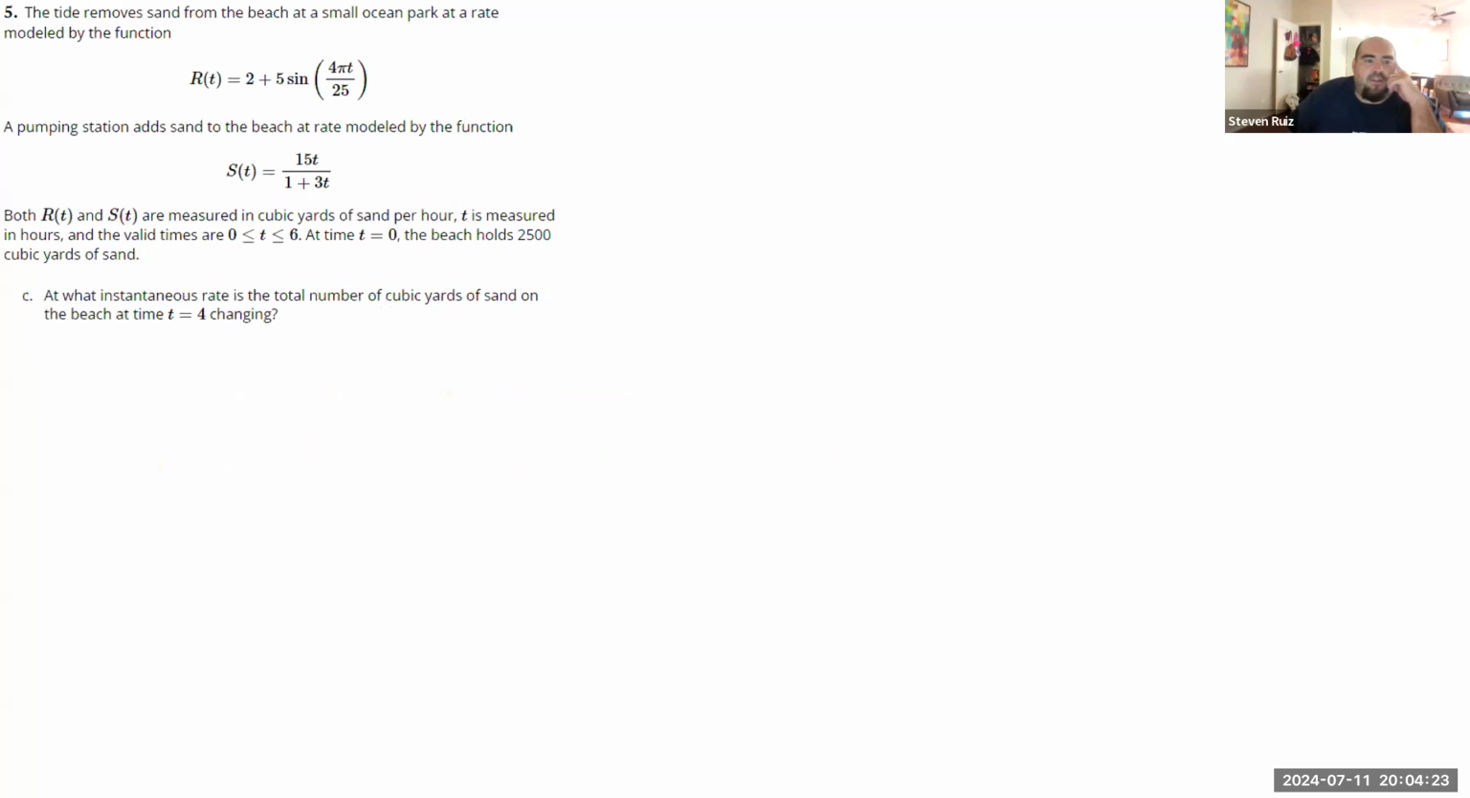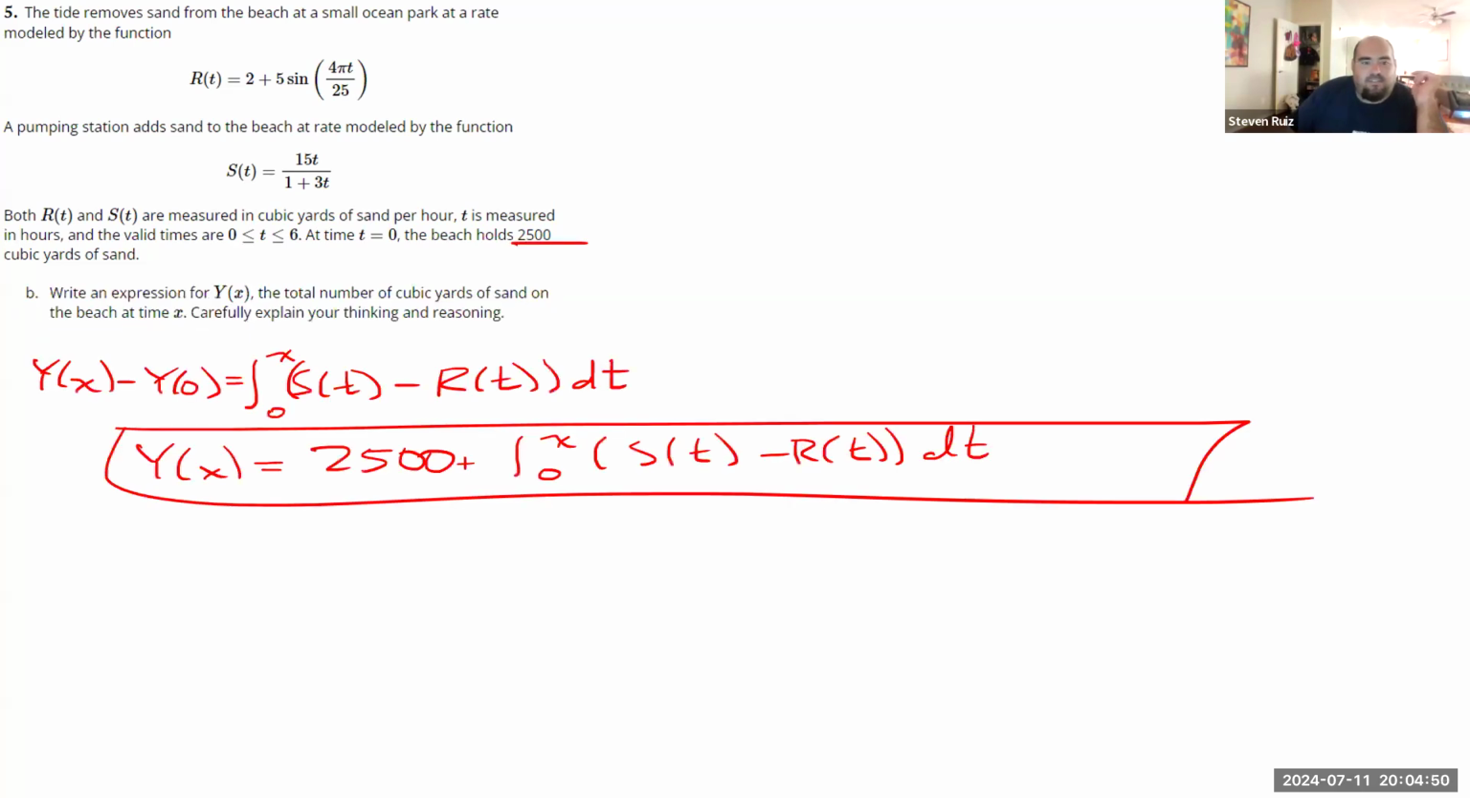All right, part C. At what instantaneous rate is the total number of cubic yards of sand on the beach at time t equals 4 changing? Okay, so I want an instantaneous rate of change of some function. What is that function? That's a function that describes the total number of cubic yards of sand on the beach at any time. Well, that's a function we just wrote. That's what y of x is.